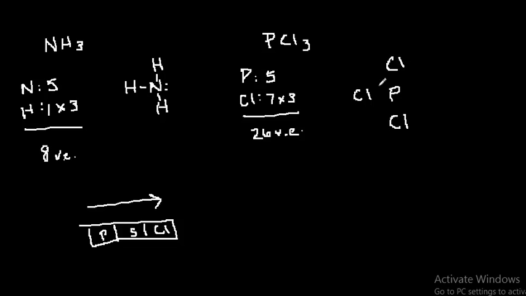Okay, now every atom needs an octet. We're going to first start with making the bonds, and then let's go and give enough electrons so that everything has an octet. 2, 4, 6, 8, repeating for each chlorine. Okay, now everything has an octet.